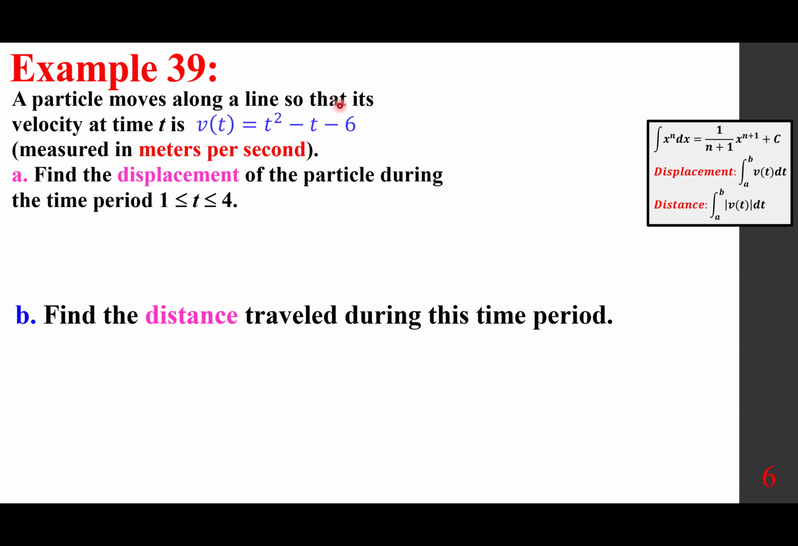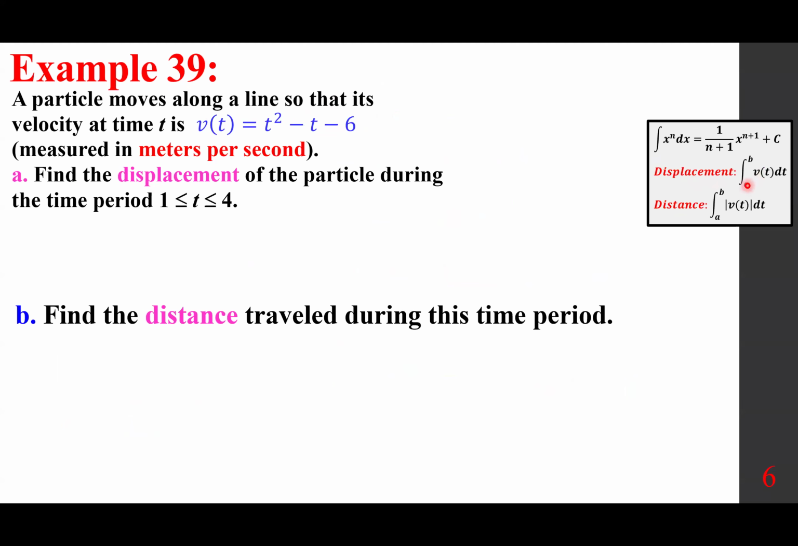A particle moves along a line so that its velocity is given as such. Measured in meters per second. Find the displacement of the particle during the time period between 1 and 4, and then the distance. We'll discuss the difference between the two.